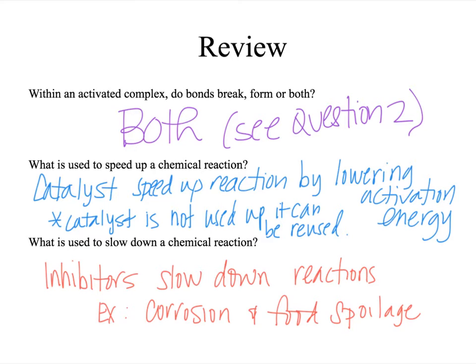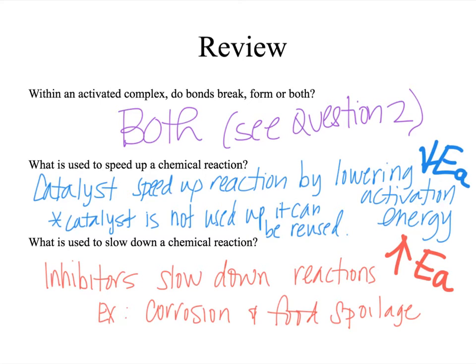And then the last question on this slide, what is used to slow down a chemical reaction, which is like the opposite of a catalyst, and that is inhibitors. They slow down the reaction, and they're slowing it down by increasing the activation energy. Remember, EA stands for activation energy, whereas the catalyst lowered it. They lowered the EA. So that's the difference between the two.